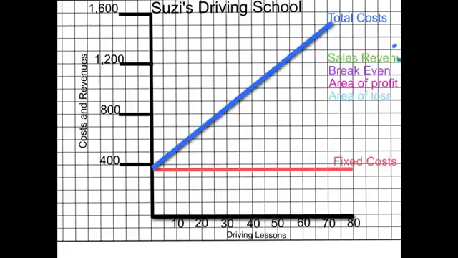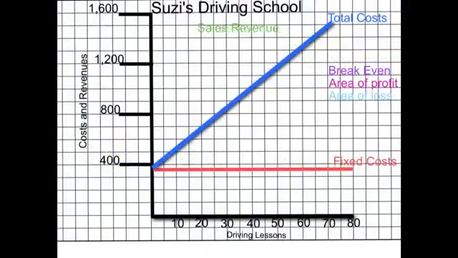We're now going to move on to create our sales revenue line. Sales revenue is the money that Susie will get from the driving lessons, from charging people for the driving lessons. We know that Susie charges £25 per driving lesson. So to calculate how much she gets for 10 lessons, 20 lessons and so on, we multiply that by 25. This time it can start from zero, the way that the total costs line could not. Because remember, if Susie doesn't do any driving lessons, she doesn't get paid.